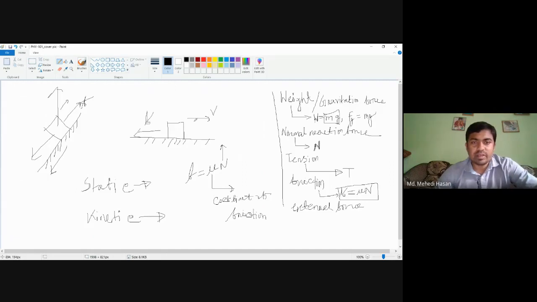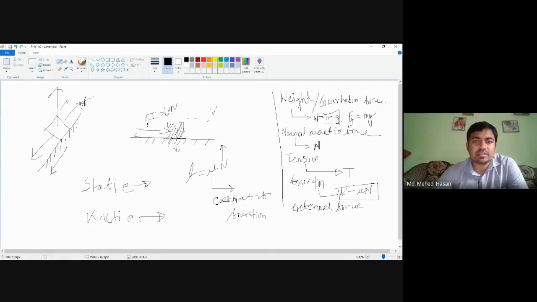Say there is an object here, and we apply a force F in the rightward direction. If initially F is say 2 Newton, due to this application of the force, this object is not moving, because the weight is very high compared with the applied force. In that case we can say the friction involved between this surface and the lower part of this box is static friction.